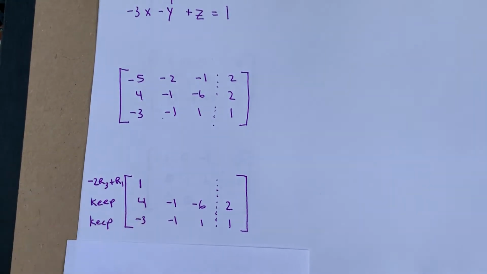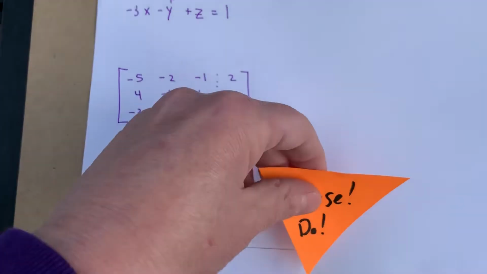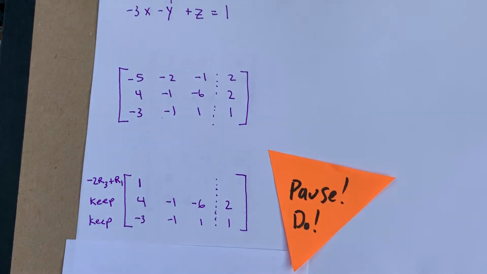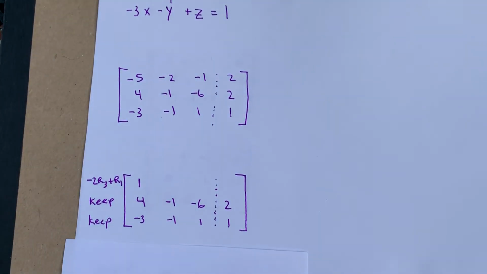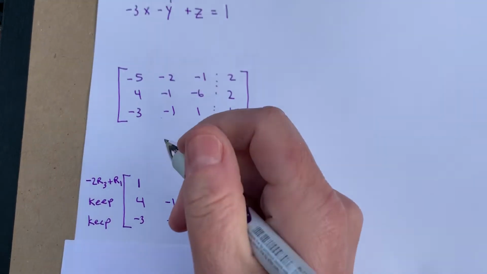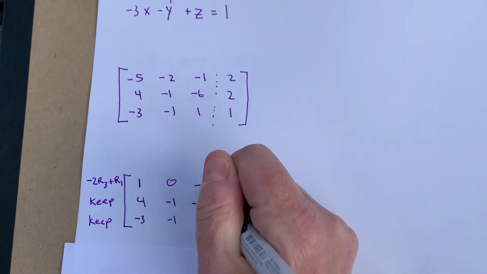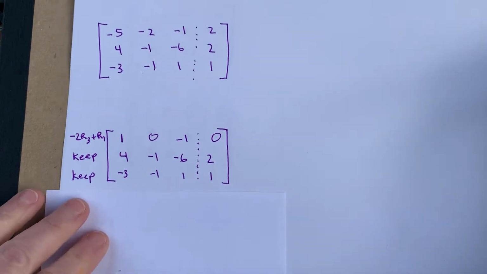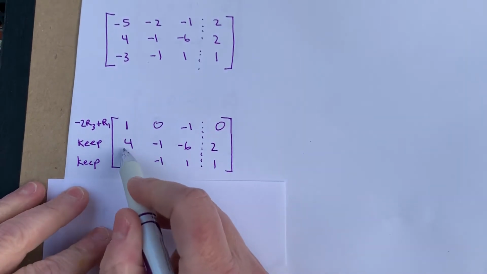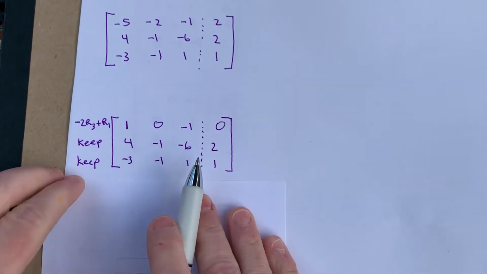-2 times row 3 plus row 1, and I want you to pause and don't press play until you've got those numbers written down. All right, so if you have pressed play, it is because you have our next set of numbers here that is 1, 0, -1, 0. Then our next goal is to get this value right here to be a 0.